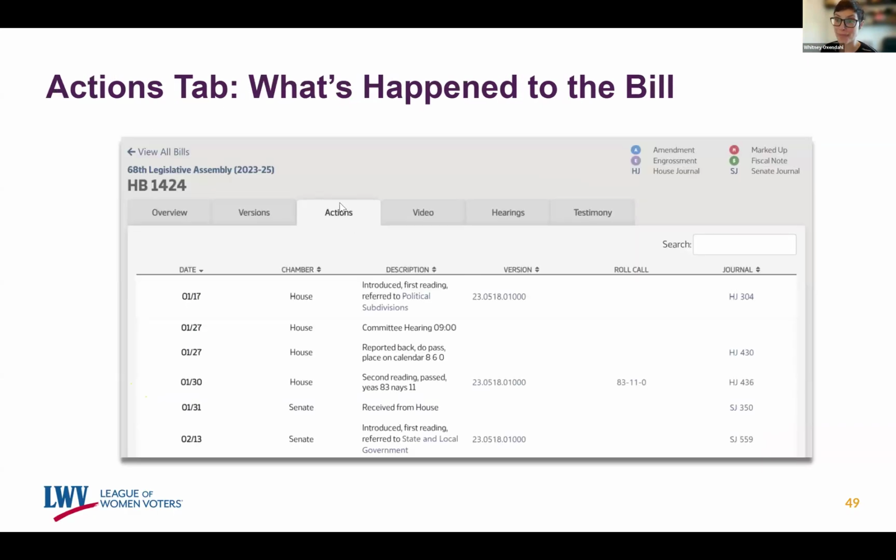Under the actions tab, this can be fun to see where the bill has gone, what has happened with it. So you see this bill, actually the bill that Carol showed you, HB 1424, it was introduced and then there was a committee hearing and they gave it a do pass, 8-6, that was a close one. And then what happened in the House? It got 83 yeas and 11 nays, so it passed in the House. And then it goes over to the Senate. So you can see all the actions that had happened on the bill.